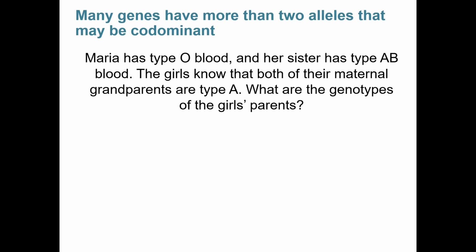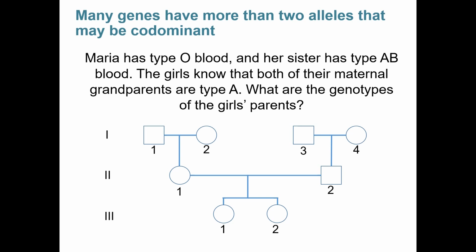Let's start by building a very simple pedigree. In this pedigree, we have the girls, their parents, and their grandparents. The first thing we want to do is put on the board everything that we know currently. For example, we know that Maria is type O, and we know that her sister is type AB. We also know that both of their maternal grandparents are type A, and we want to know what their parents are.